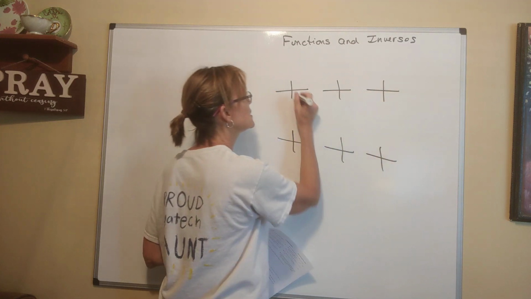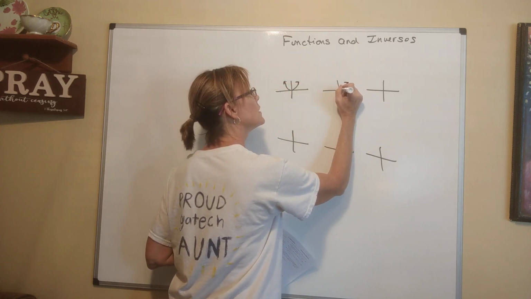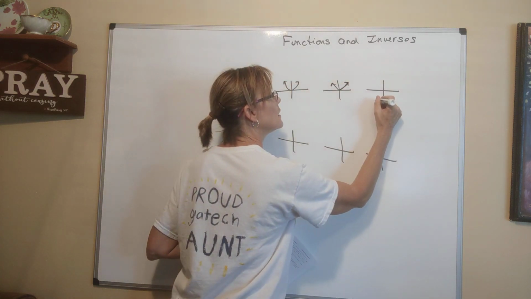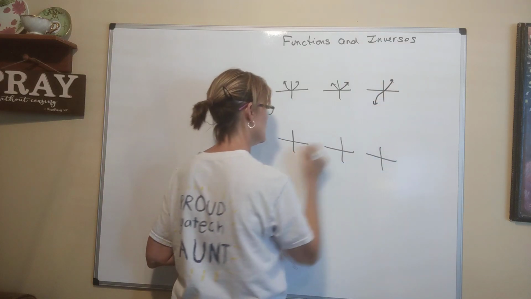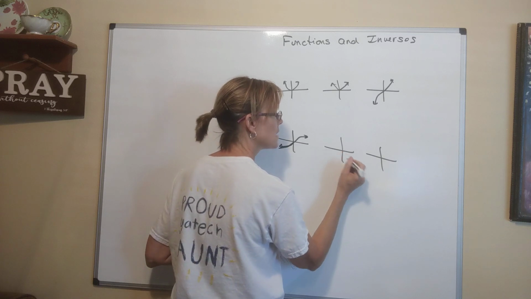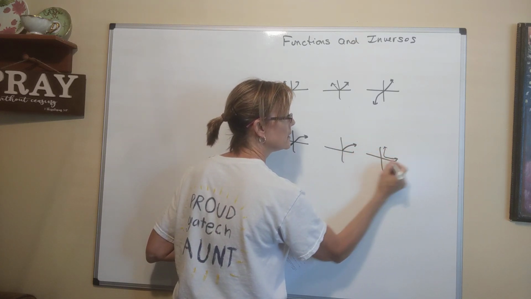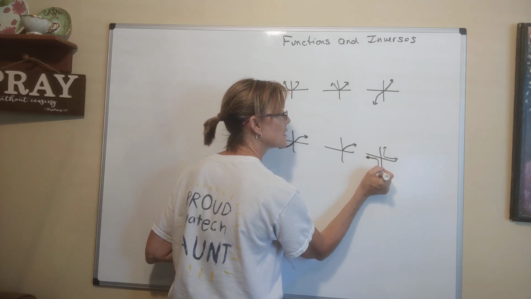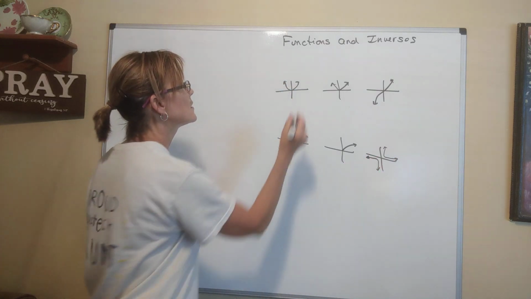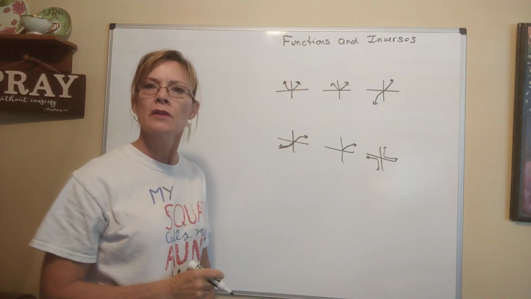Some basic functions. These are some ones. Here's one, and here's one. And here's one, and here's one. These are sketches, and here's one, and here's one. These are known as the basic graphs. And so these are not very well drawn, but that's okay. We're going to try to figure out which ones I drew on here.